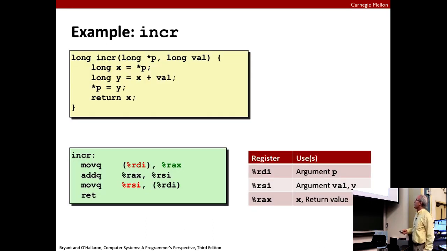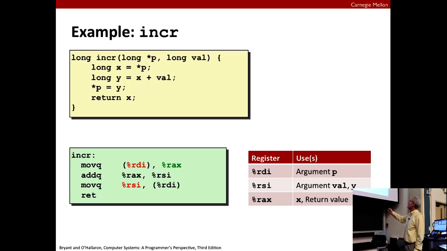So let's do some examples. I looked at this before, but this is a function. I think the interesting thing about this function is that it has a pointer being passed to it. So this function takes two arguments: one is a pointer and another is an integer value. And you can see what it does is it dereferences that pointer to get a value called x. It computes a value y by summing x and the value passed to it. It stores y back at p, but it returns x, the original value of the pointer, not the updated version of the pointer.